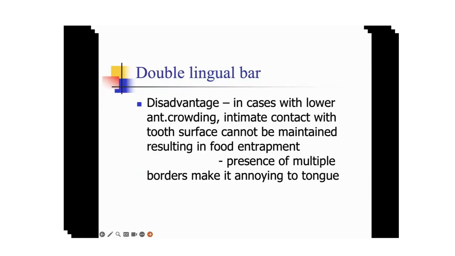So what is the disadvantage of a double lingual bar? In cases with lower anterior crowding, intimate contact with the tooth surface cannot be maintained, resulting in food entrapment. The presence of multiple borders makes it annoying to the tongue, so patient discomfort can be on the higher side compared to a lingual bar design.